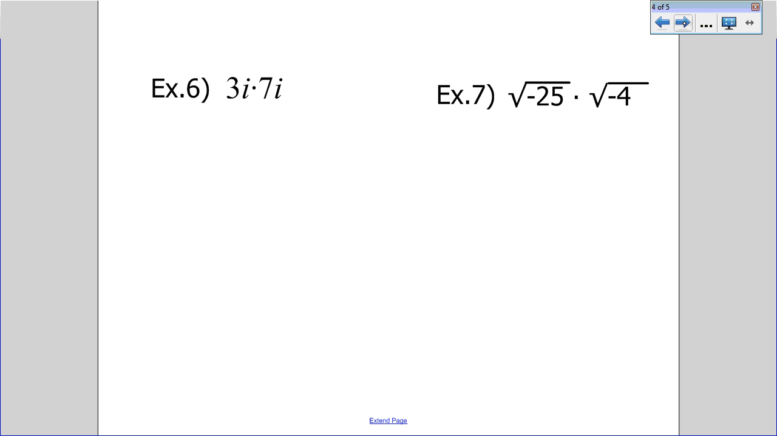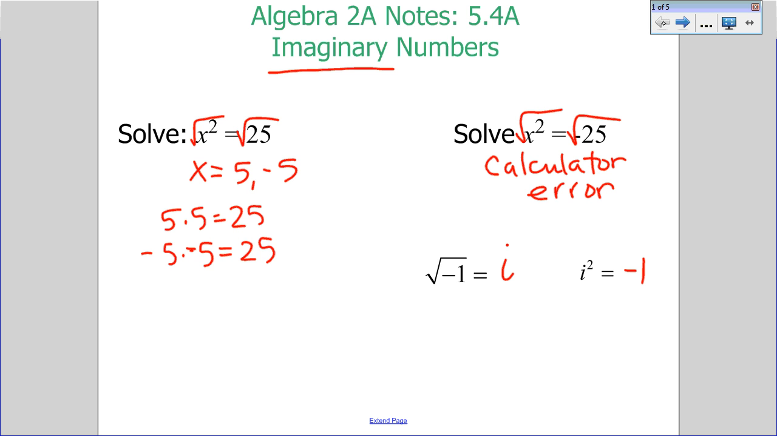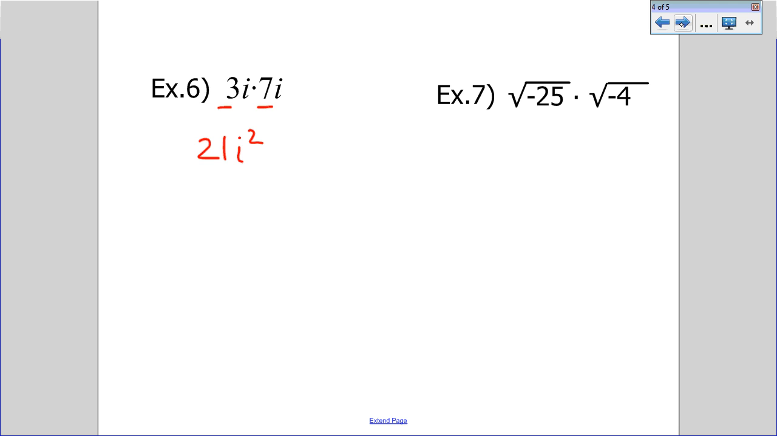Now we have to deal with some multiplication. So we're going to do 3 times 7 is 21, no different than what we did before. But then i times i is i squared. Now if we go back to the very first page, we gave you an important rule that if you have i squared, we need to turn that into a -1. So this is going to be 21 times negative 1 for a negative 21. An imaginary times an imaginary actually makes an integer value.